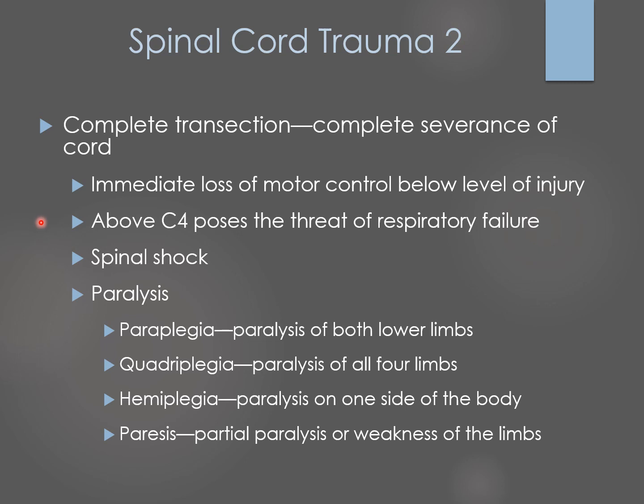Now, if it's above C4, there again is a threat of respiratory failure. We have spinal shock, paralysis. Paraplegia is paralysis of both of the lower limbs. Quadriplegia, all four limbs. Hemiplegia is paralysis on one side of the body. And paresis is a partial paralysis or just weakness of the limbs.